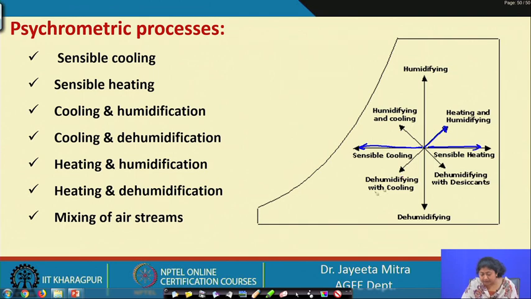The reverse would be dehumidification with cooling. So, we will follow this line, and humidification and cooling. So, temperature should be reduced, at the same time humidification will be there. So, we will follow this line, and dehumidifying with desiccant, that will follow this line, and humidifying and dehumidifying without change in temperature. So, this is this vertical line. Okay. Now, we will see these processes.